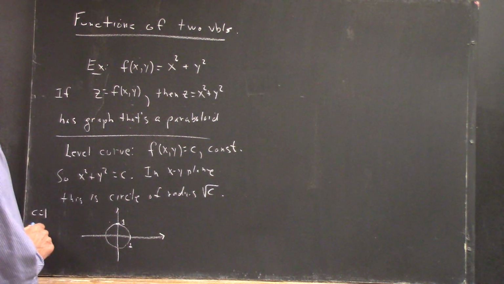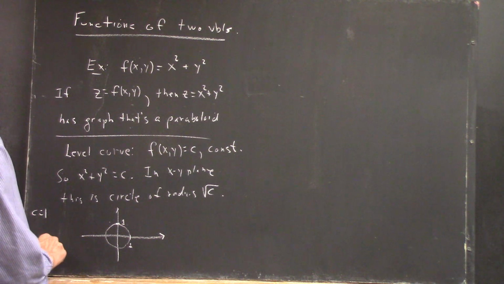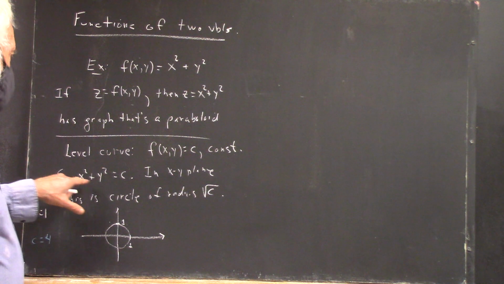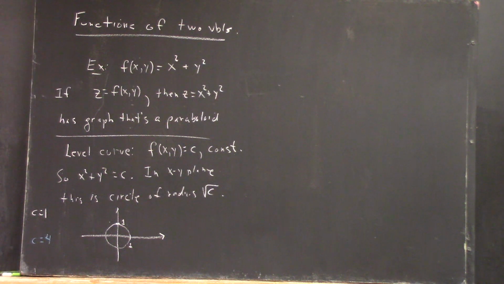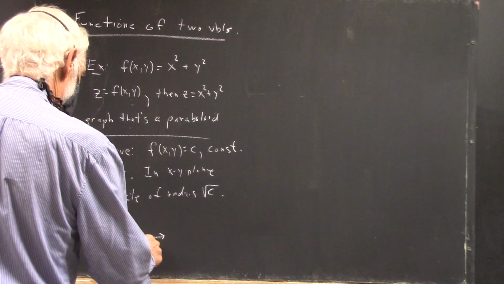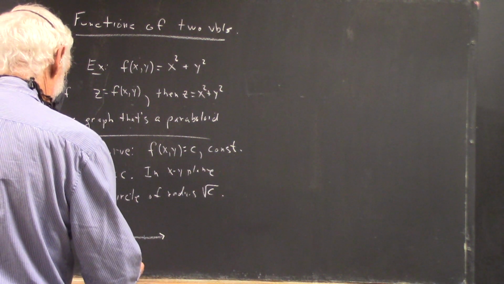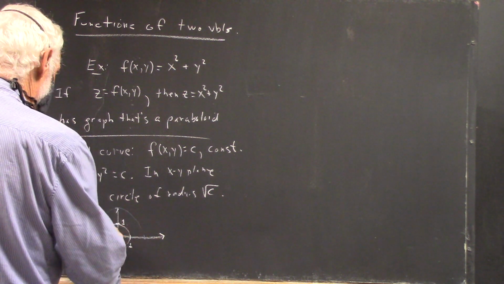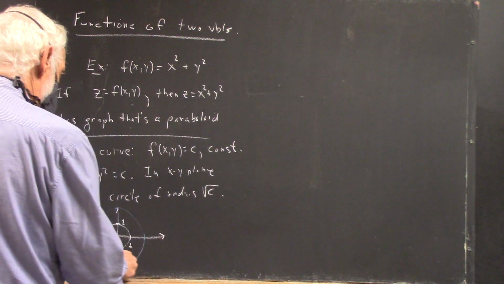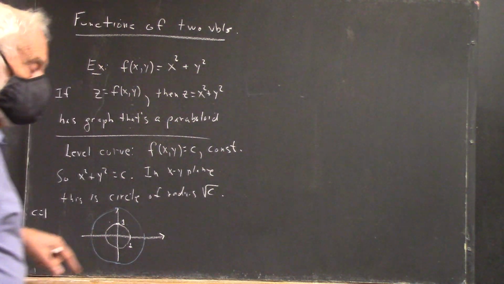For c equals 2, well, actually I'm going to skip to c equals 4. Okay, well, if c equals 4, then x squared plus y squared equals 4. We know that's a circle of radius 2. So we come out here to 2, and we get a circle of radius 2.